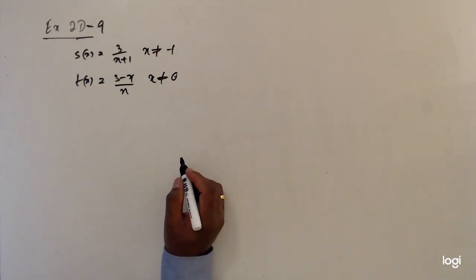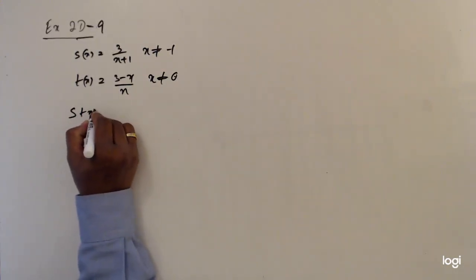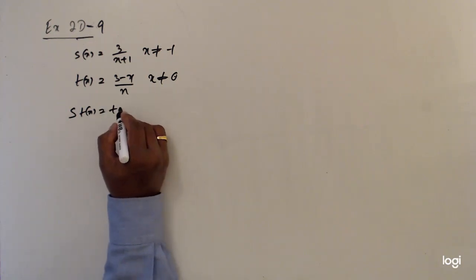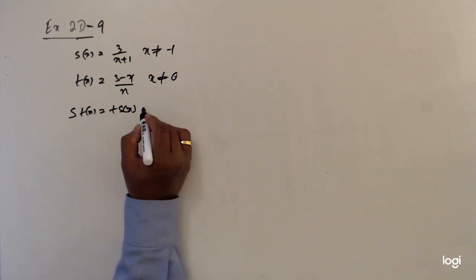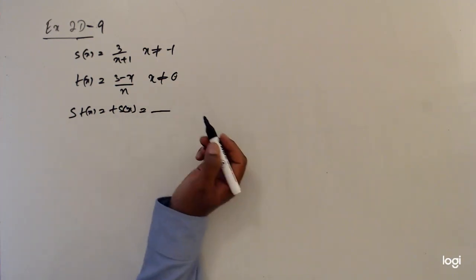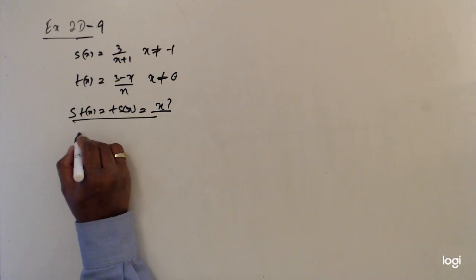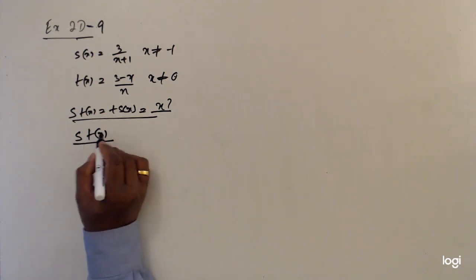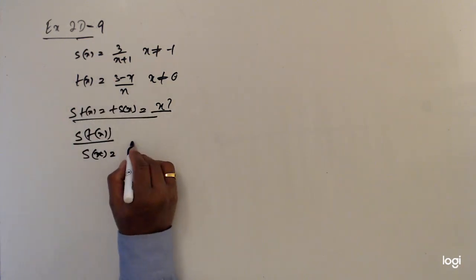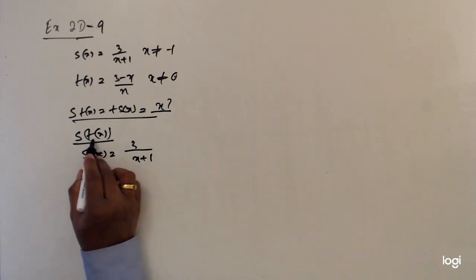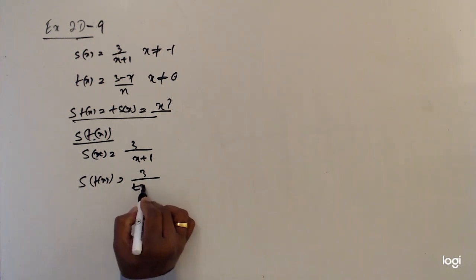Question number 9. We want to show that these functions are inverses of each other. So as usual, we want to find ST(x) and TS(x), and check whether they are equal to x or not. First of all, we calculate ST(x). For this one, I'll write S first: S(x) is 3 over x plus 1. Then I'll substitute T(x).